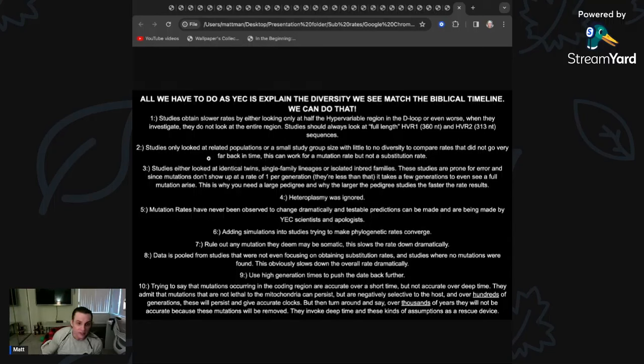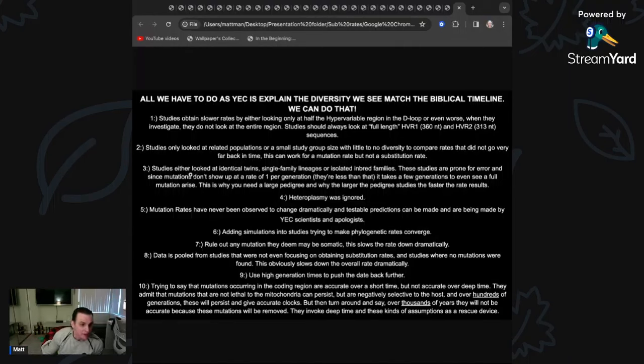Number 2, studies only looked at related populations or small group sizes with little to no diversity to compare the different rates to. That did not go very far back in time as well. This can work for a mutation rate, but it will never work for a substitution rate because you need different demographics to obtain a good substitution rate because you're looking at populations.